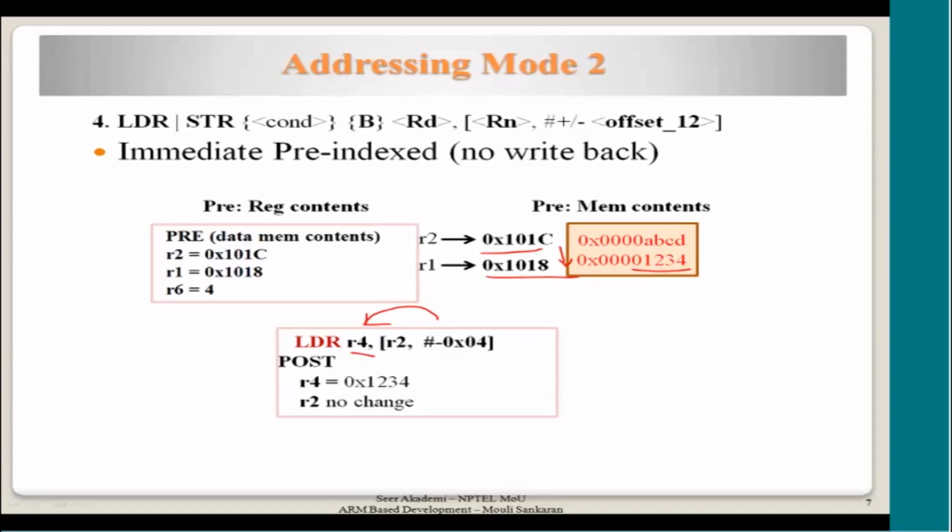So why is it called pre-index? Because we are doing the arithmetic before accessing the memory. And why is it no write back? Because we are not writing back the R2, we are not disturbing R2. And then why is it called immediate? Because we are using an immediate constant. That's it. Okay.